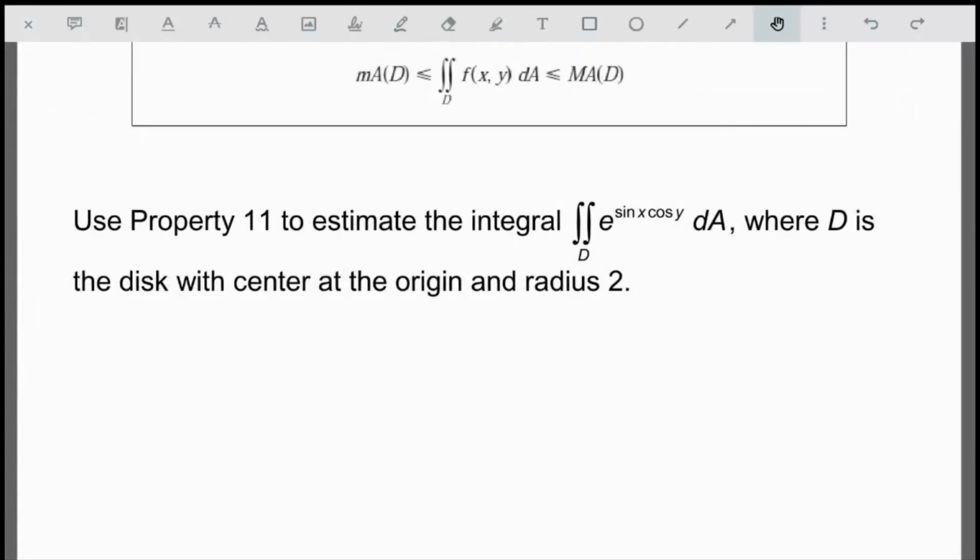It says use property 11 to estimate the double integral over the region D of e to the sine x cosine y dA, where D is the disk with center at the origin and a radius of 2. Well, that's not an integral that we're going to be able to solve. So before I start trying to solve this thing out, let's see if we can bound this function, e to the sine x cosine y.